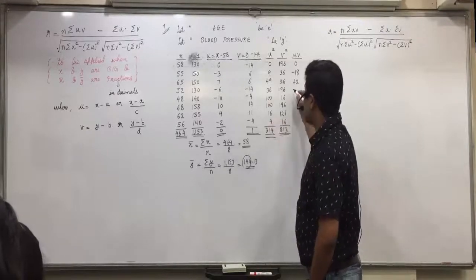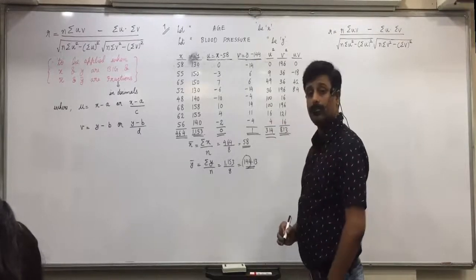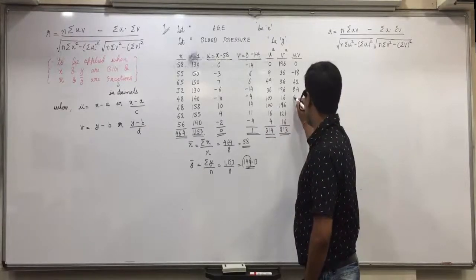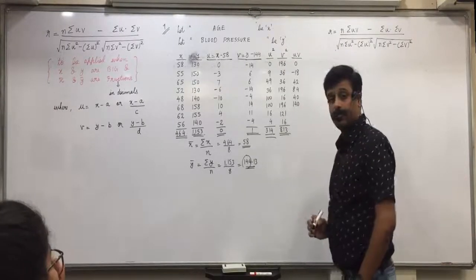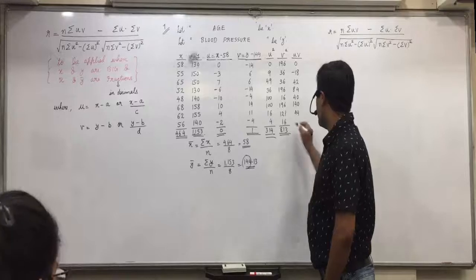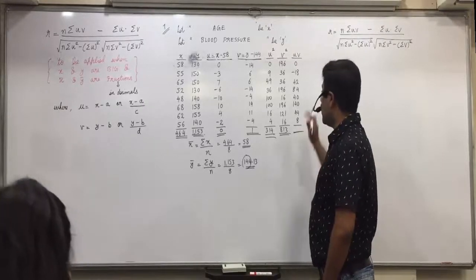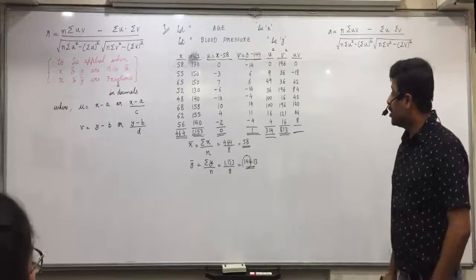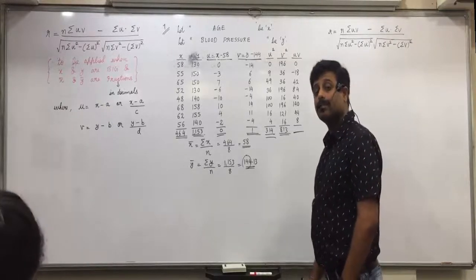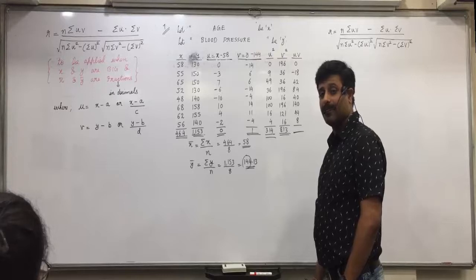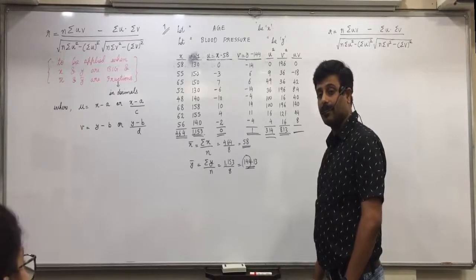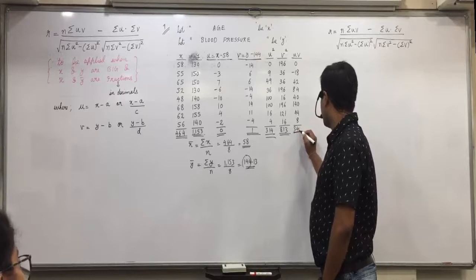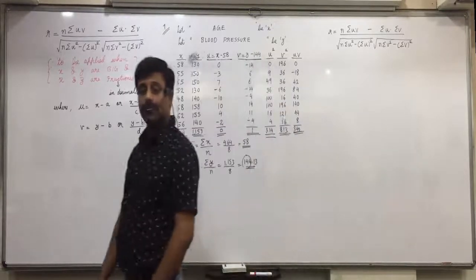Yes, minus 6 into minus 14, 84. Minus 10 into minus 4, 40. 10 into 14, 140. 4 into 11, 44. And minus 2 into minus 4, plus 8. Only one negative, all others positive. Total? 340. So, all are clear with this?